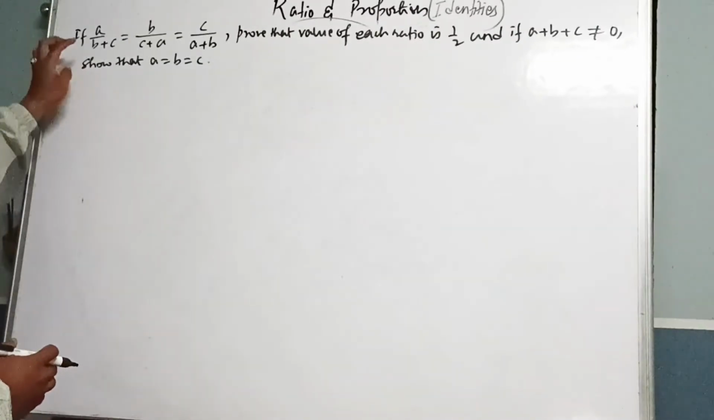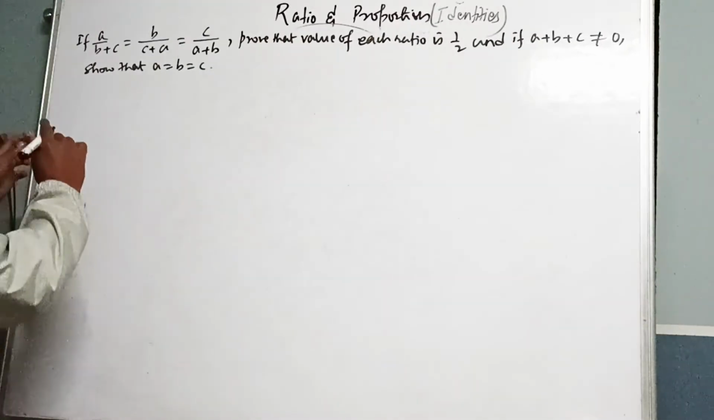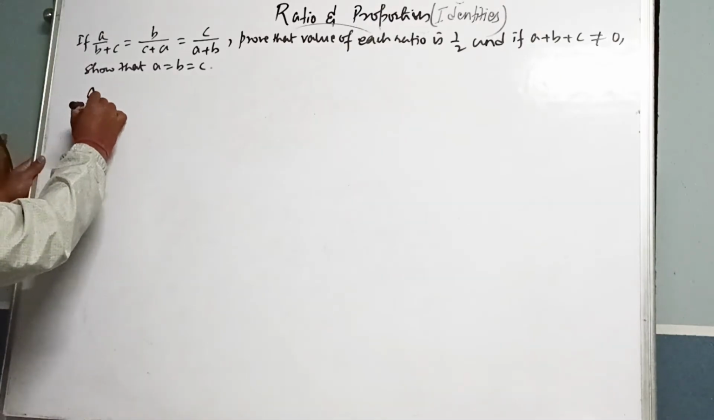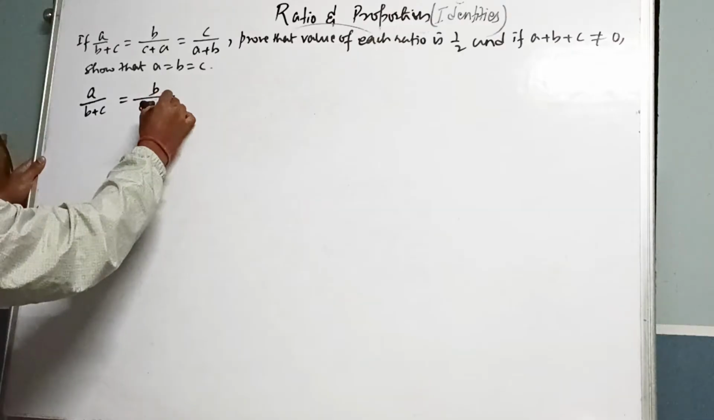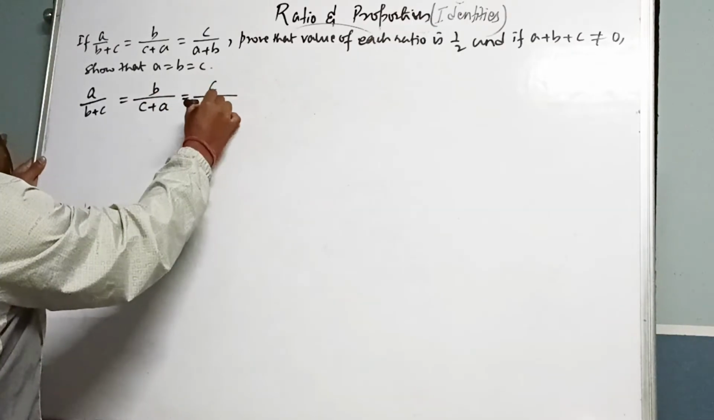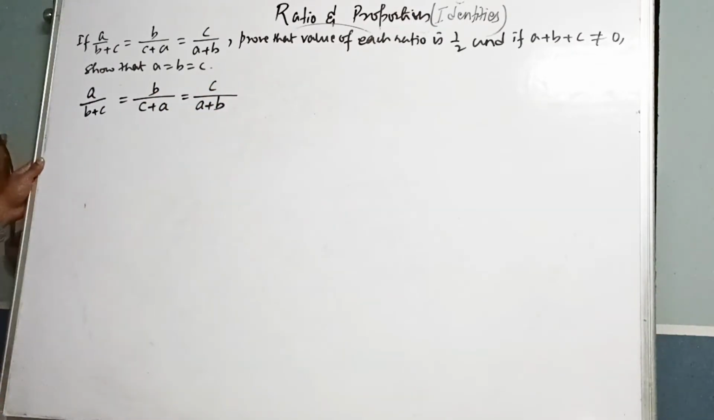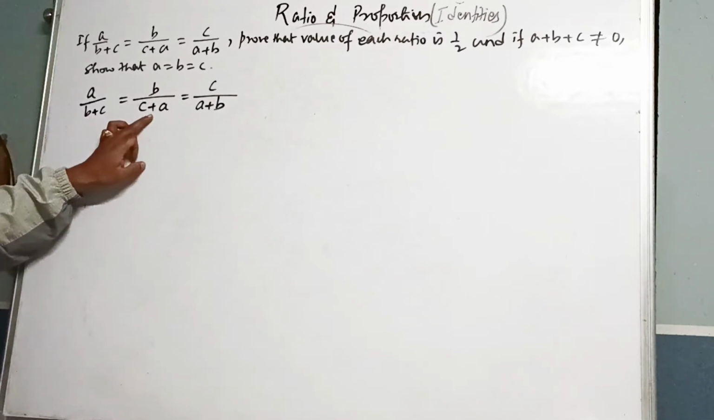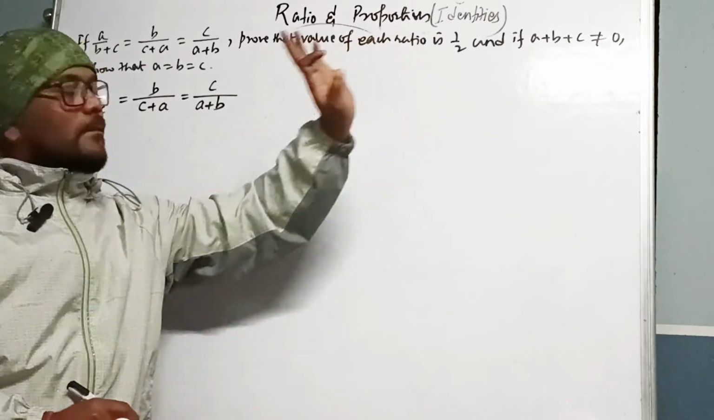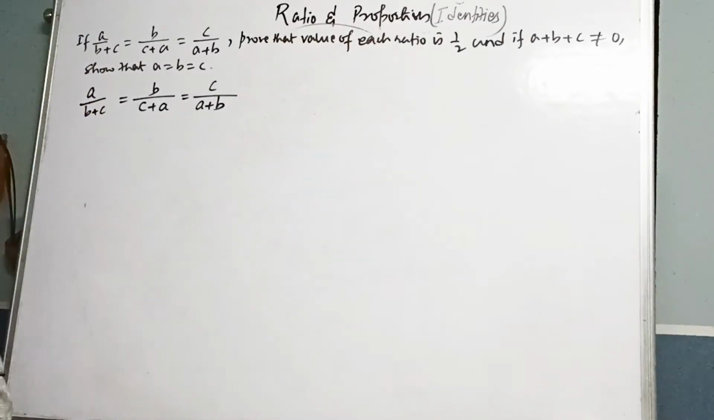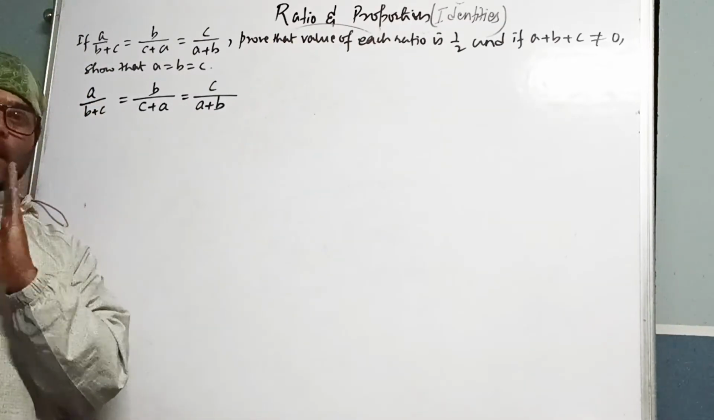This question may come in: a by b plus c equals b by c plus a equals c by a plus b. This is the first ratio, the second ratio, and the third ratio. First of all, you have to prove that each ratio is 1 by 2. You have to use the property of add and do each ratio.